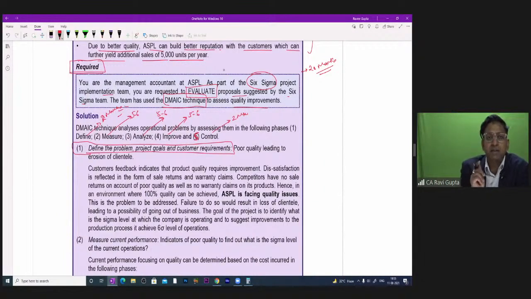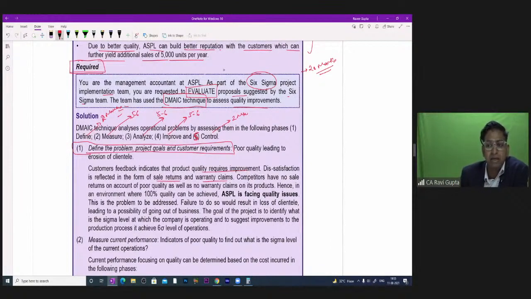We have to define the problem. What is the problem? You can see the problem is an erosion of the clientele. If you see, the problem of this ASPL is the erosion of the clientele. Why? Because they are facing quality issues. The quality is not good. So customer feedback indicates the product quality requires improvement. Dissatisfaction is reflected in the form of sales returns and warranty claims.